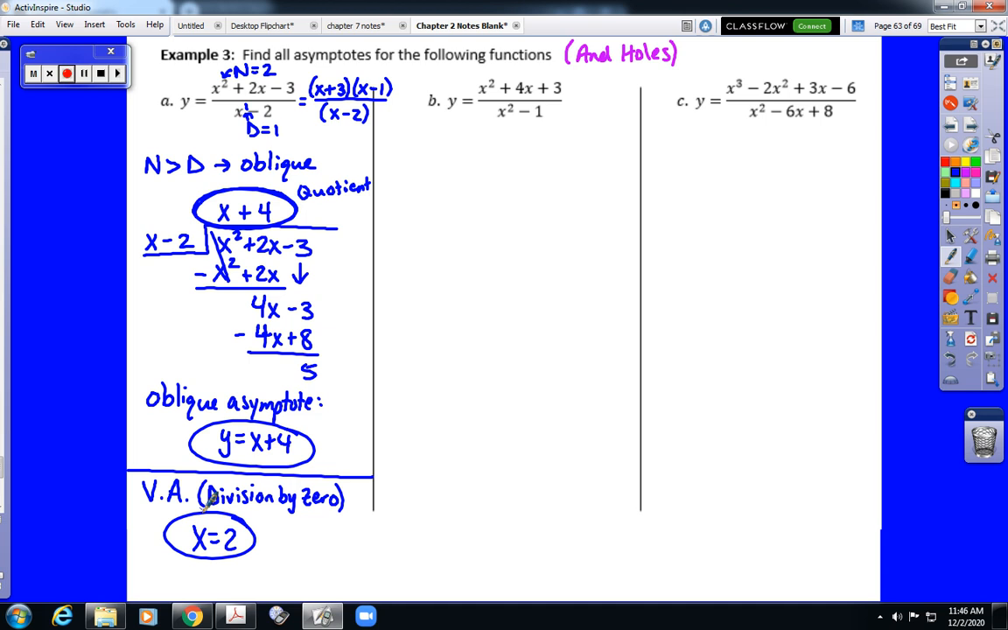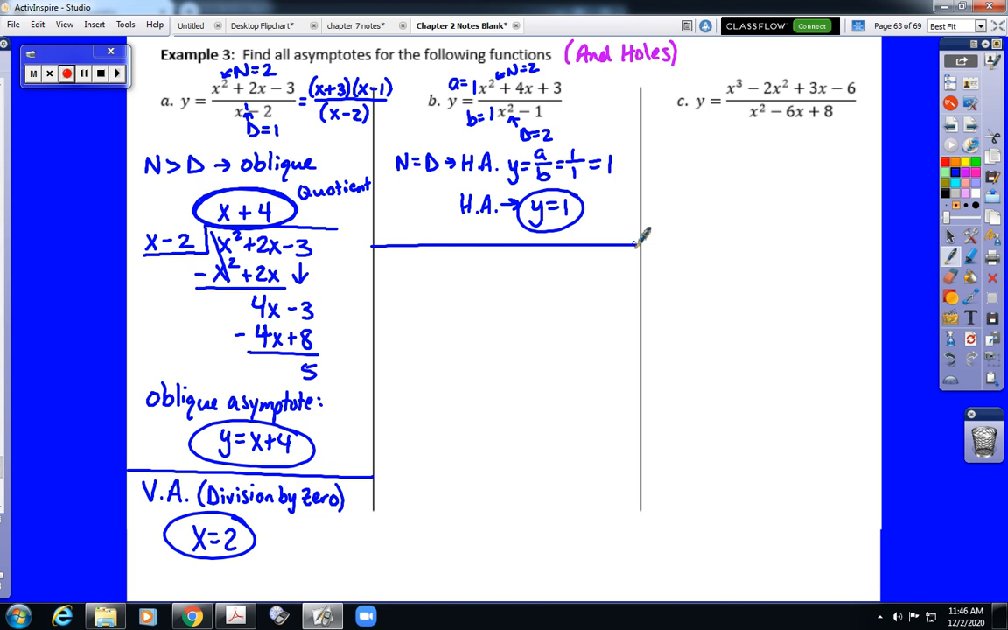On letter B, the numerator's degree is 2. The denominator's degree is 2. Since the numerator's degree is equal to the denominator's degree, we have a horizontal asymptote in the form y equals a over b, where a is the lead coefficient in the numerator, and b is the lead coefficient in the denominator. Both are 1. So our horizontal asymptote is the line y equals 1. For vertical asymptotes, we need to consider the factored form.